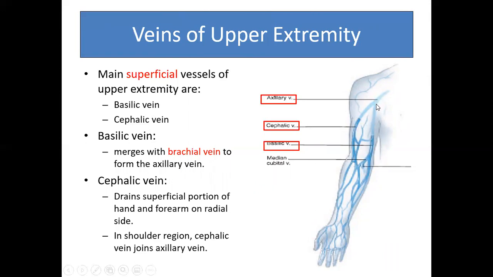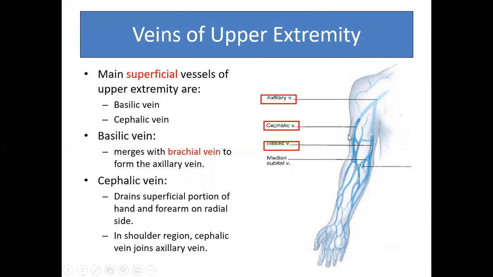Okay, we have the axillary vein. But in this picture, it's not showing the brachial vein. But supposedly we have the brachial vein that unites with the basilic vein to form an axillary vein.